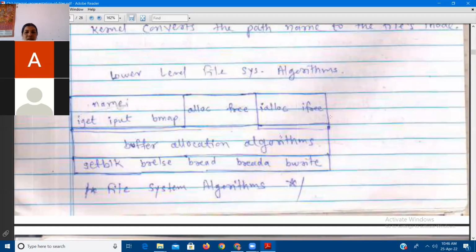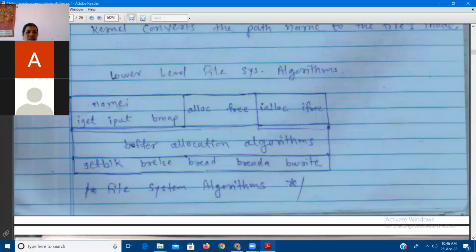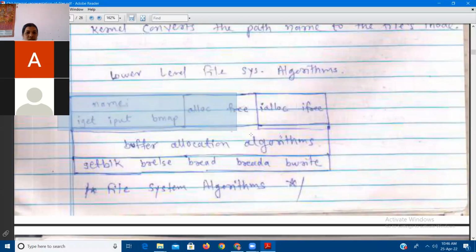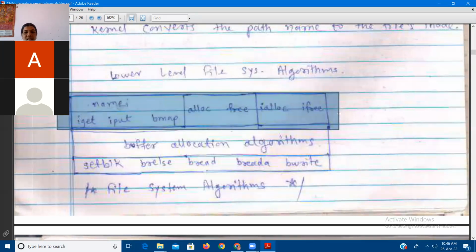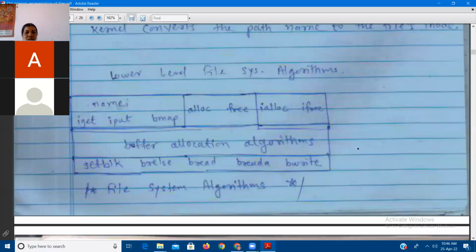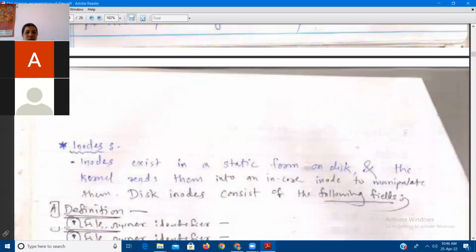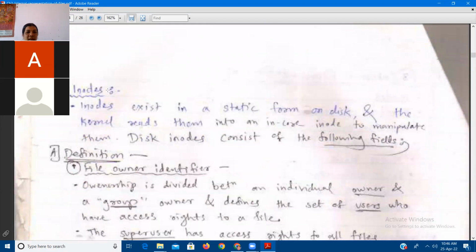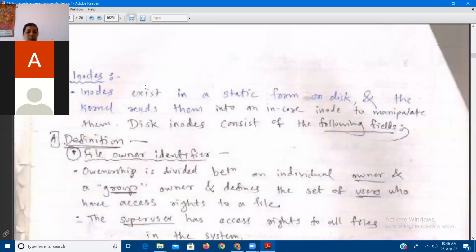So whatever algorithms we have shown over here in the first block, this much part we are discussing as a part of this third chapter. So we'll go ahead. The first point from this chapter is inodes.